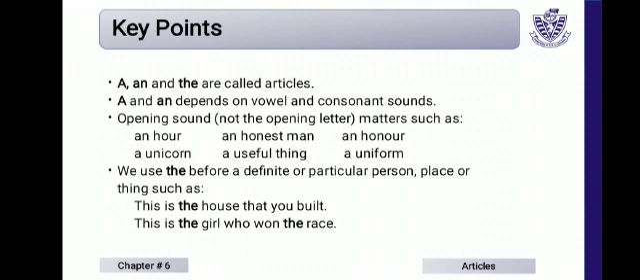We use a before the words unicorn, useful, uniform and European because when we pronounce the words, the opening sound is that of a consonant. Unicorn, the opening sound is U. Uniform, the opening sound is U. Useful, same. Like this, we use an before the words honest and honor because in these words the H at the beginning is silent. So when we pronounce these words, an honest, the opening sound is that of a vowel.